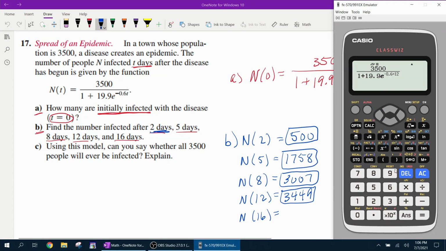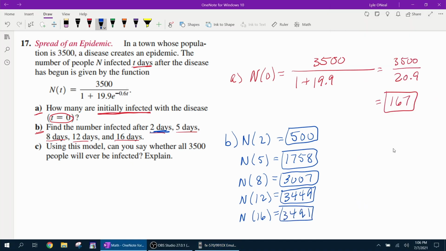And last but not least, day 15: 3,491 people infected. Now, can you see that the rate of infection has slowed down? I mean, it jumped from 167 to 500 in 2 days, right? That's a big jump. And then from 500 to 1,758, again, that's a pretty big jump in just 3 more days. But then from 12 days to 16, that's a 4-day increase. We only had about 50 or so people more infected.